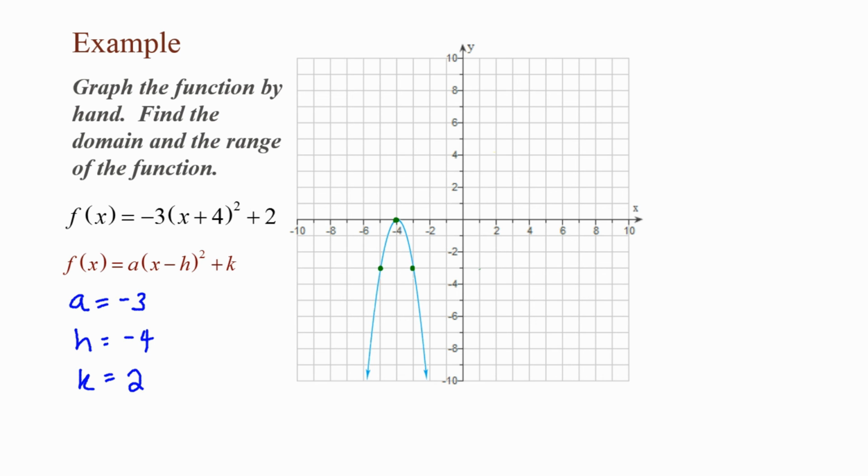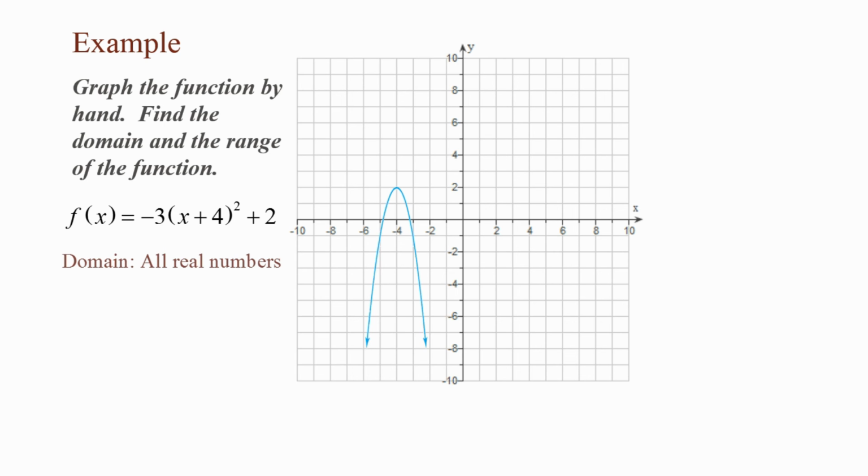Using the fact that k is 2, I'm going to move up 2 on the y-axis. So negative 4, 0 becomes negative 4, 2. Negative 3 becomes negative 3, negative 1. And negative 5, negative 3 becomes negative 5, negative 1. So now I have my new parabola. And this is my graph for f of x equals negative 3, open parenthesis, x plus 4, close parenthesis, squared, plus 2. Because this is a parabola, my domain will be all real numbers.